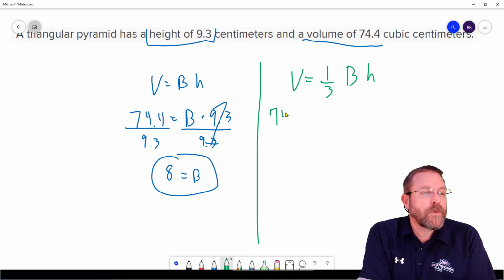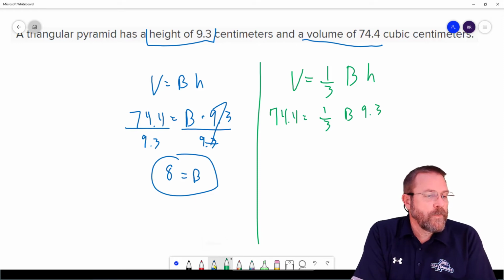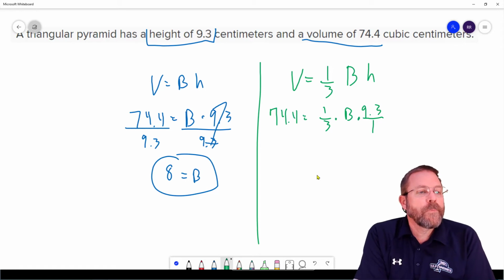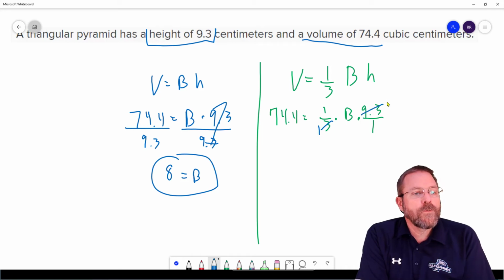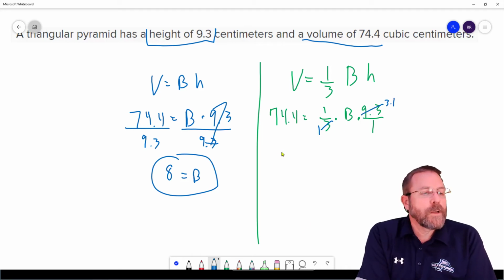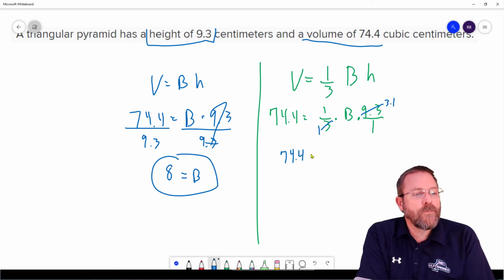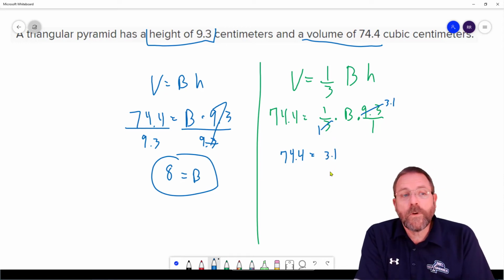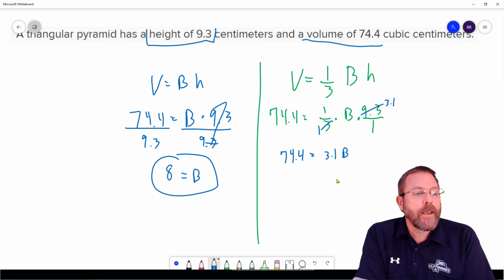Now we're going to put in our 74.4 is equal to 1/3 times the base area, and the height was 9.3. I can simplify here, and this is going to look a little funky, but you can do that. 9.3 over 1, and you can simplify all the way across. 3 goes into 3 once, 3 goes into 9.3, 3.1 times. So now you're looking at 74.4 is equal to 1 times 3.1, which is 3.1, over 1, and the base is still there.